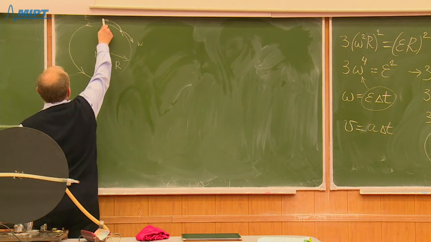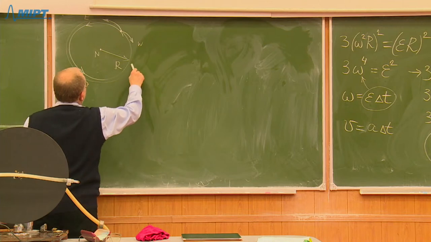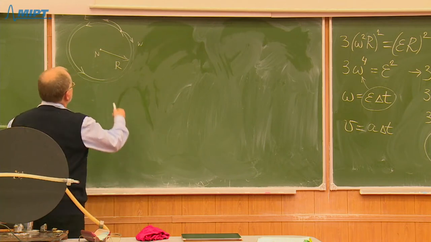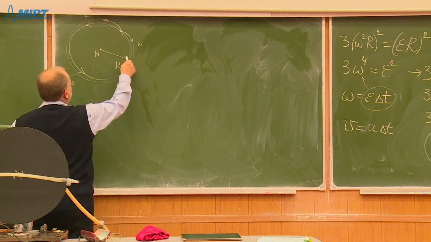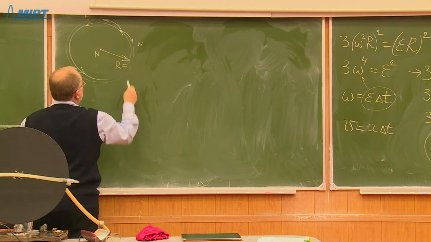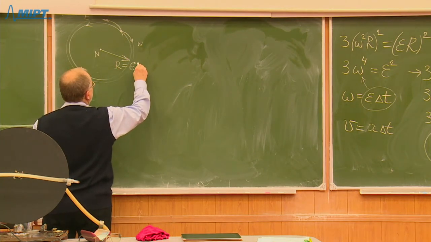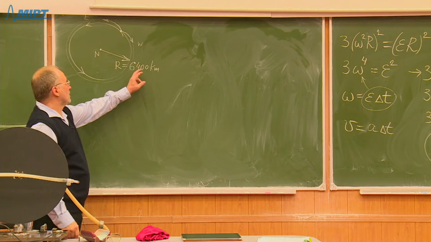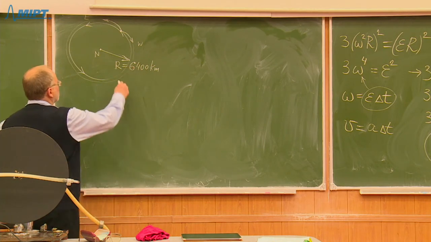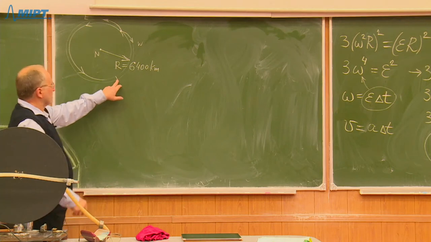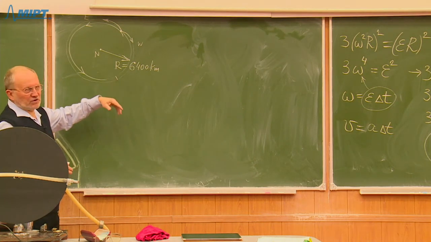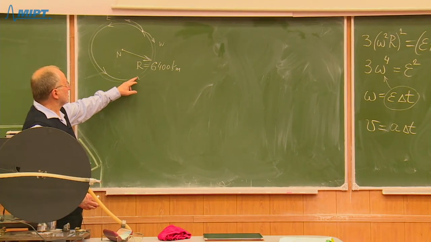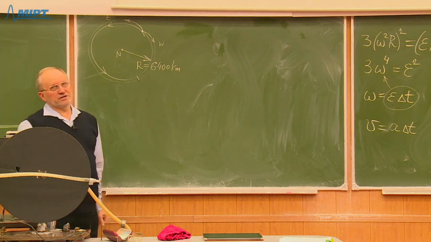So when the satellite rotates about the Earth using a low orbit close to the Earth's surface, then the radius of this orbit is practically equal to the radius of the planet, because the radius of planet Earth is about 6,400 kilometers. And the height of the orbit of low orbit satellites is about 100 kilometers, maybe 200. Anyway, this value is much smaller than the radius of the planet.